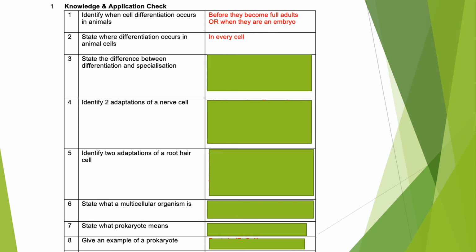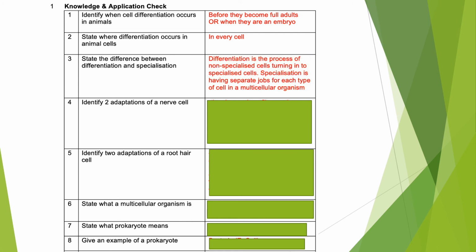Number 3, state the difference between differentiation and specialization. So this might be a kind of a long answer, but I wrote differentiation is the process of non-specialized cells turning into specialized cells, and specialization is having those separate jobs for each type of cell in a multicellular organism, right? So try to hit that home where differentiation is the process, okay? And specialization is where you have different jobs for different types of cells.